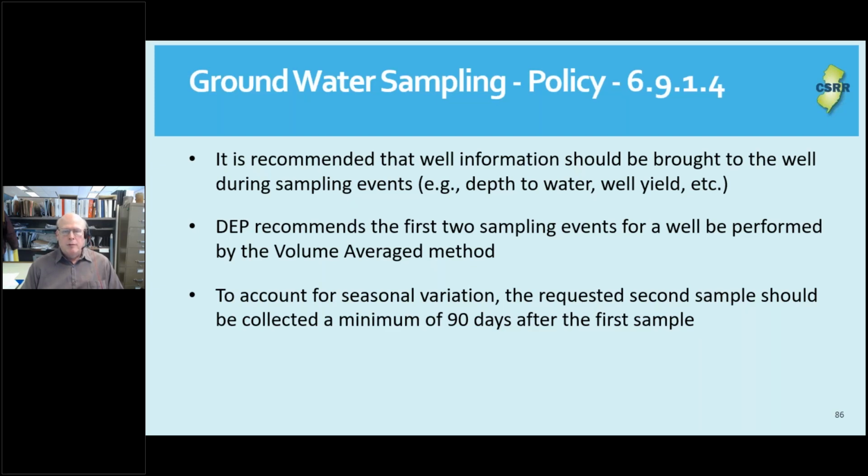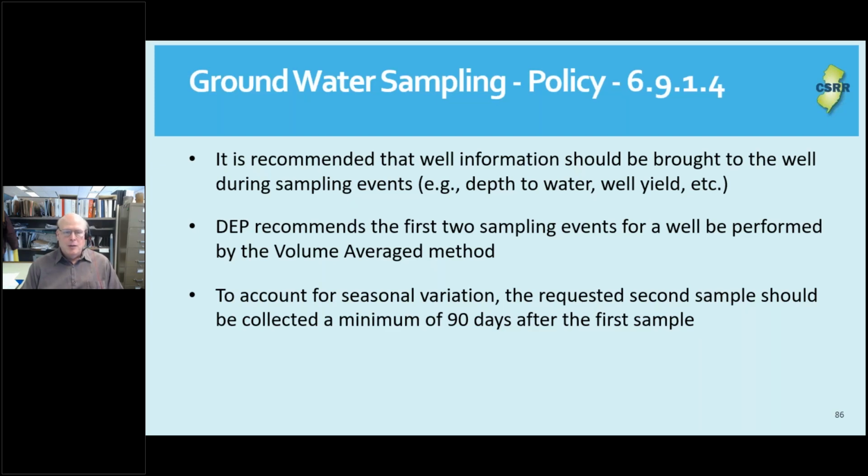Previously generated well information such as well yield and depth of water measurements should be brought to the well during sampling events. Knowing the well yield will facilitate appropriate purging of the well, and knowing past depth of water measurements will act as a check on the collection of new depth of water measurements.